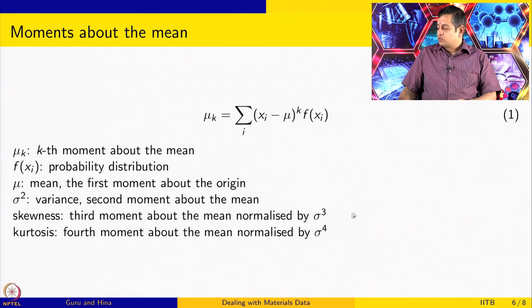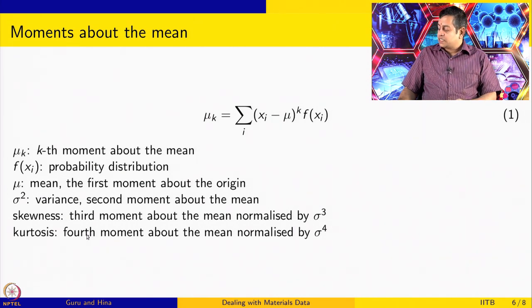To get skewness you divide by sigma cubed, and to get kurtosis you divide by sigma to the power 4. So, these two numbers that you generate, the third moment about the mean normalized by sigma cubed, where sigma is the standard deviation, the square root of variance. These quantities, skewness and kurtosis, are what we are going to use to understand what probability distribution describes our data properly.